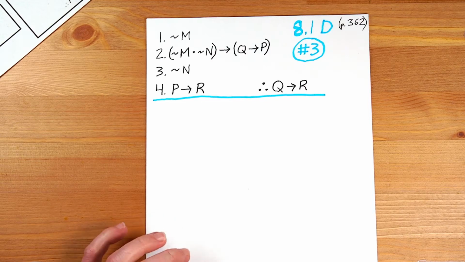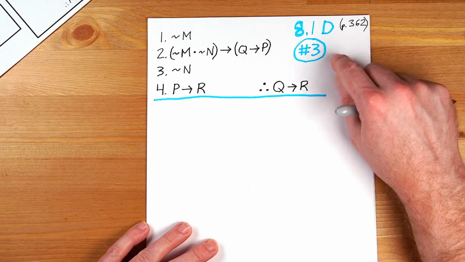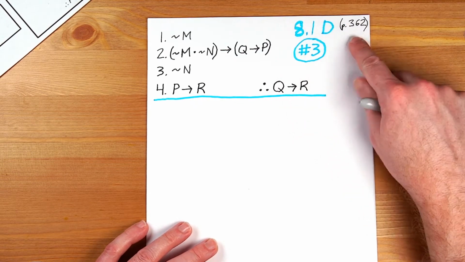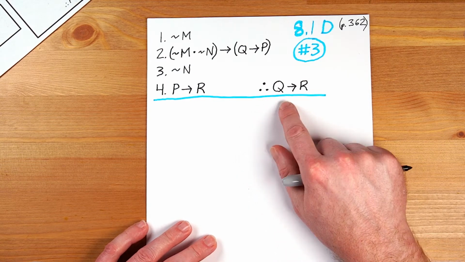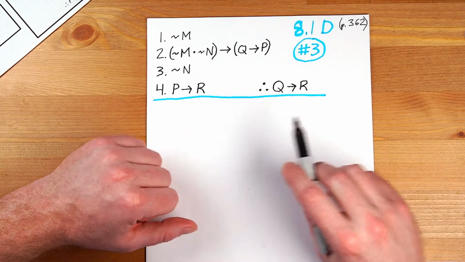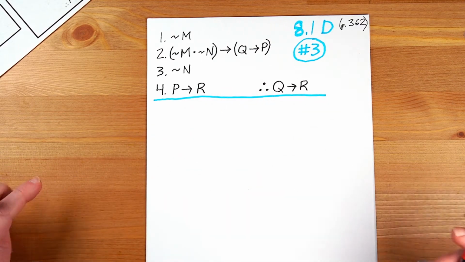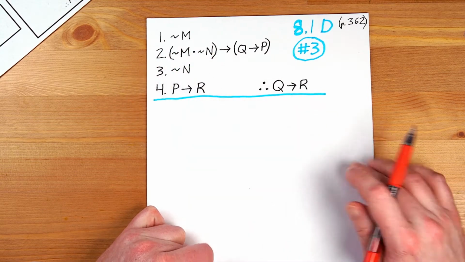Are you ready for some more proofs? This time we're going to move to exercise D, still in 8.1. So page 362, number 3. This time we have a conditional that we're trying to prove. That's our conclusion. Do you see what we need to prove anywhere in the premises?